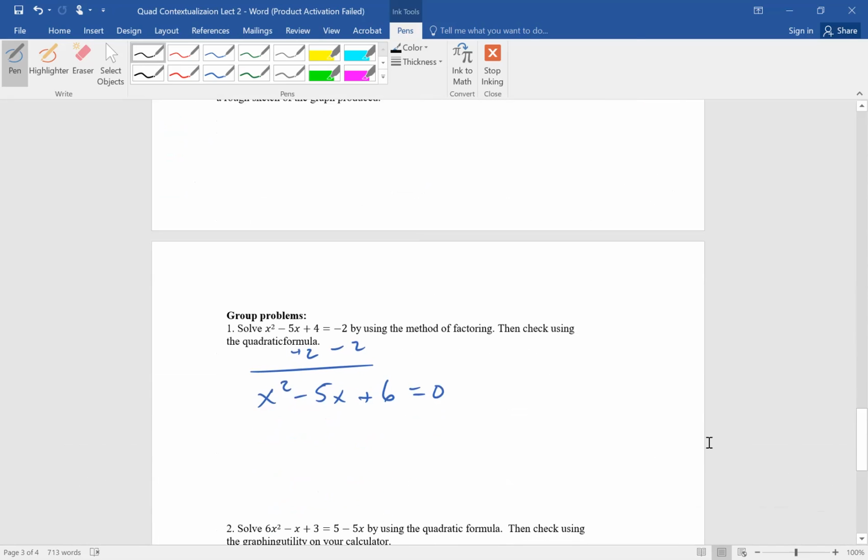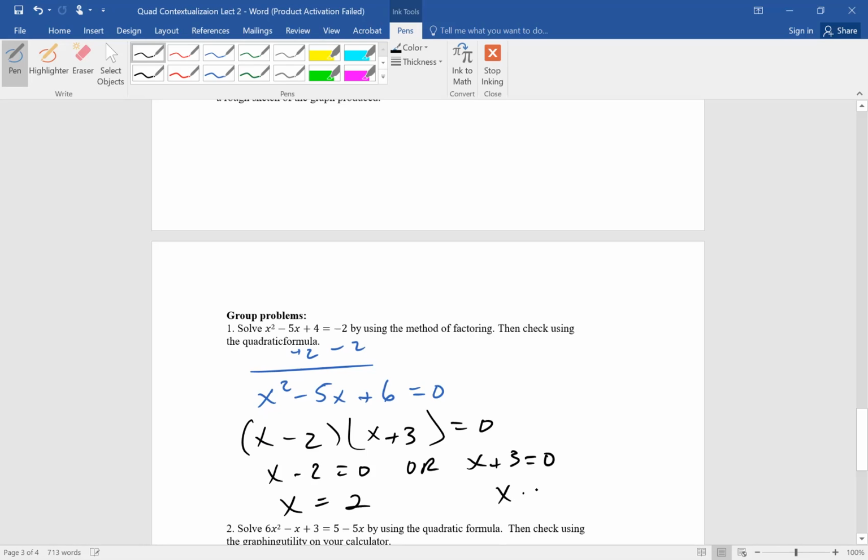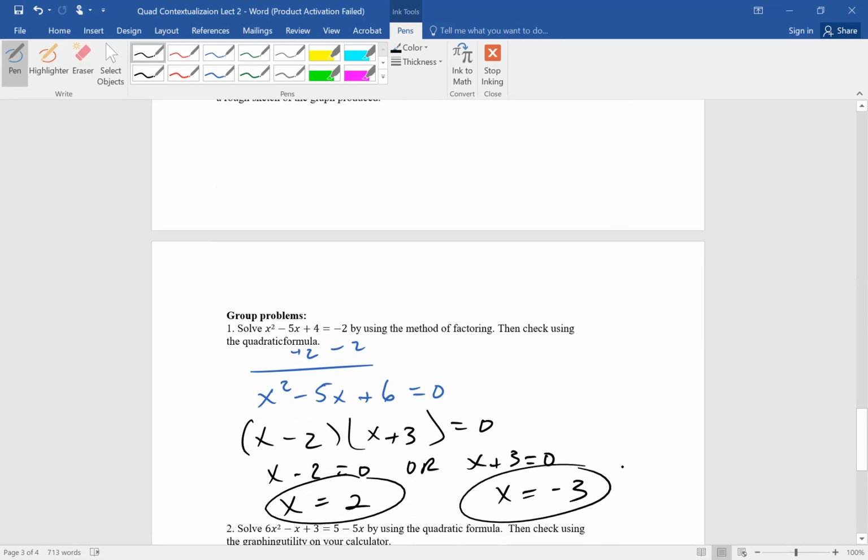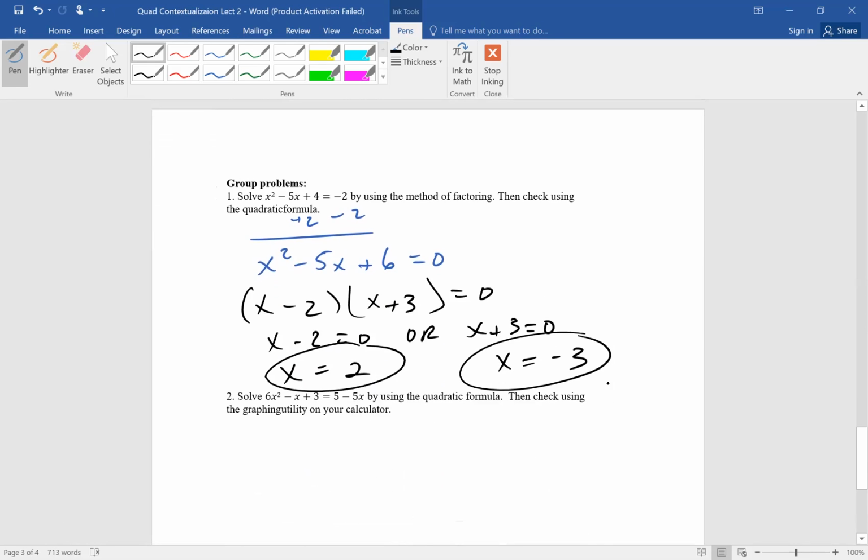In this group problem, if I do it by factoring, x minus 2 and x plus 3, if I factor that out, you should get the same answer. So x minus 2 equals 0, or x plus 3 equals 0, and x is going to equal 2, or x is going to equal negative 3. Notice, same answer, different method. And really, as we move forward here, it won't matter which way you do it, so really do it any way you see fit.